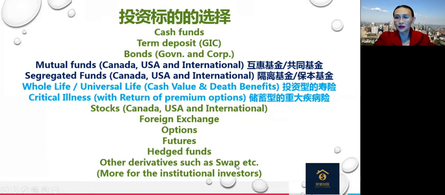And the others, like stocks, foreign exchange, options, futures, hedge funds, and derivatives such as swaps, those are more for sophisticated investors, so the people who know what they are doing. Those are not the scope of our work, and we don't give advice on those. A lot of people are really keen on investing and will do this for themselves, okay?